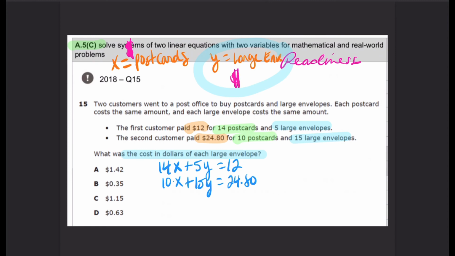So to solve the system, I'm going to graph it, find the point of intersection, and my answer will be the y value, the cost of the large envelopes. Keep in mind that you can also use substitution and elimination for these types of problems. But let me go ahead and solve for y, and I will graph them and find my point of intersection.